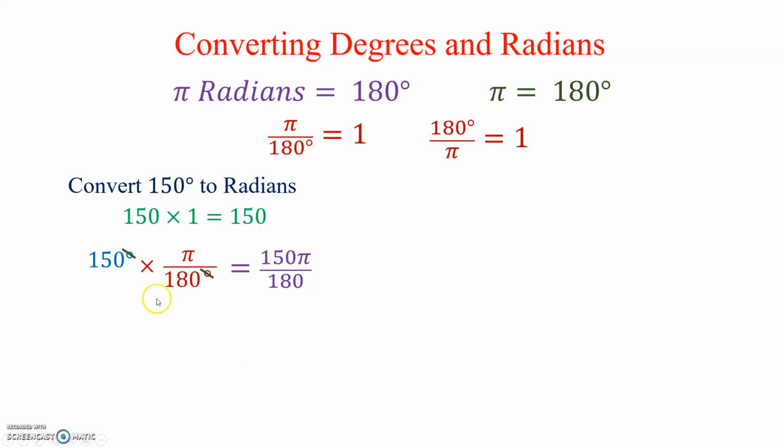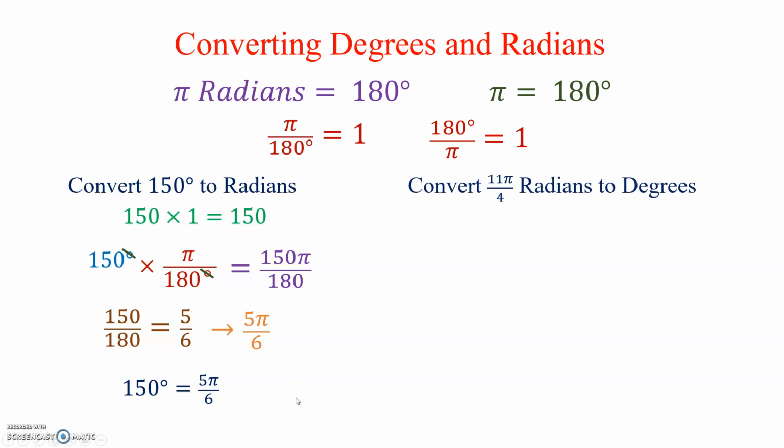And so when we multiply straight across, 150 times pi all over 180. So we just have to take the 150 over 180 and simplify. 150 over 180 is 5 over 6, which means our final answer is simply 5 pi over 6. So 150 degrees converts to 5 pi over 6 radians. And as illustrated in previous videos, if there is no unit, it's understood to be radians. And 9 times out of 10, if you've got pi, you're working with radians.